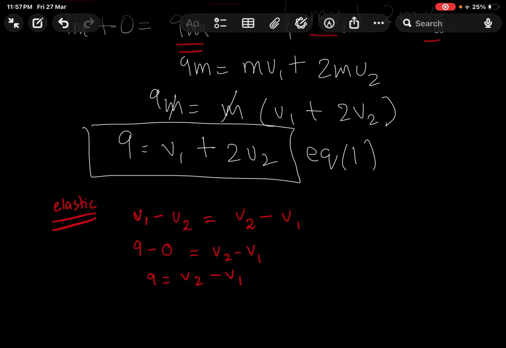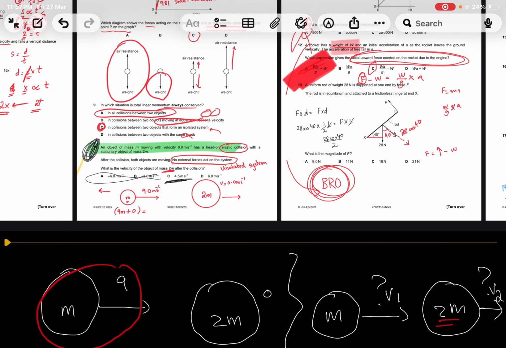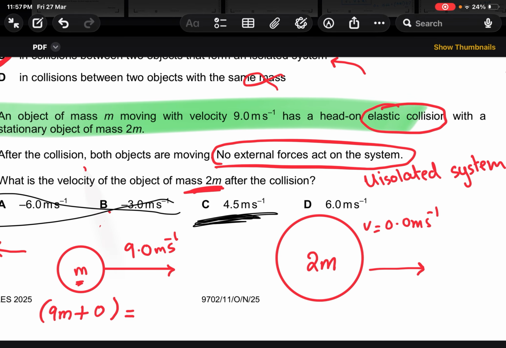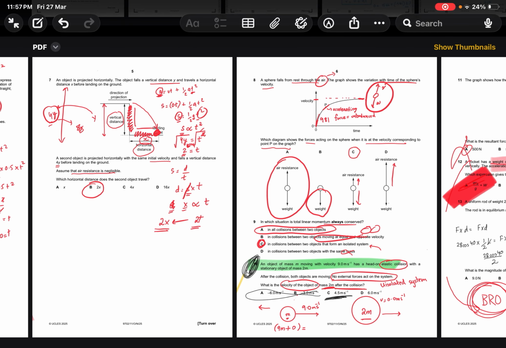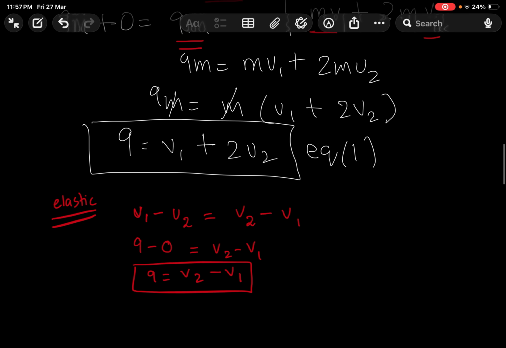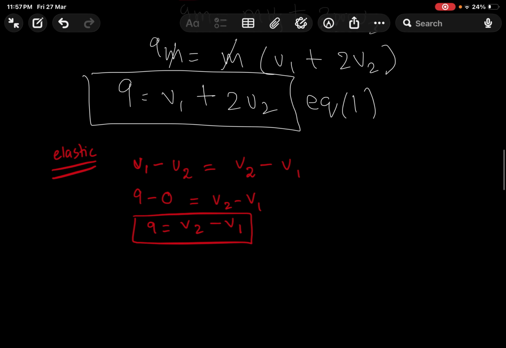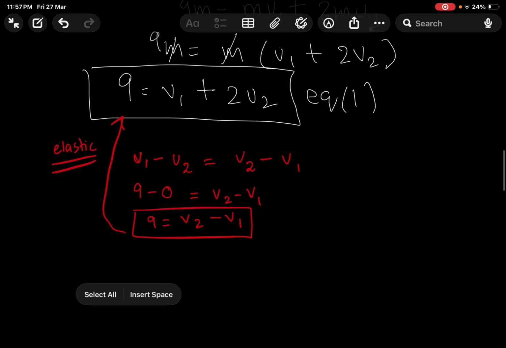Now you will have to make these equations. Now I have this. What I need to find is my v2. You can see over here, I need to find the velocity of the object after the collision, the velocity of the 2m mass object. So what do I do? I use this equation and plug it into this equation. I make v1 the subject over here. v1 equals v2 minus 9.